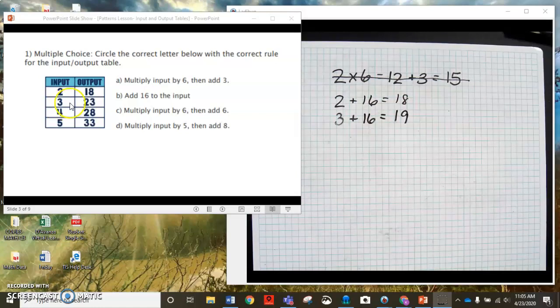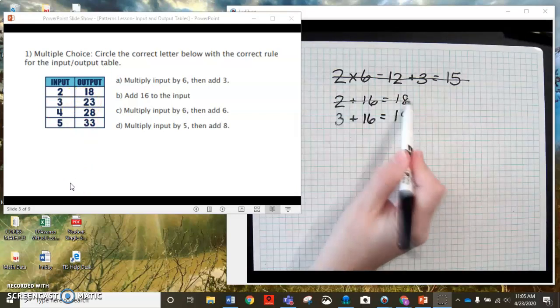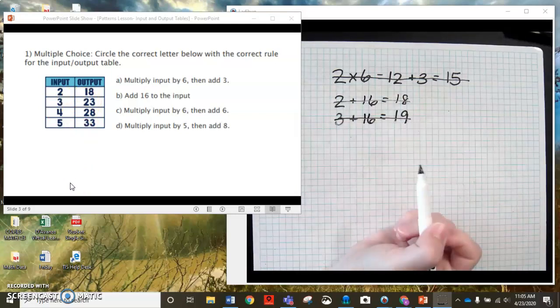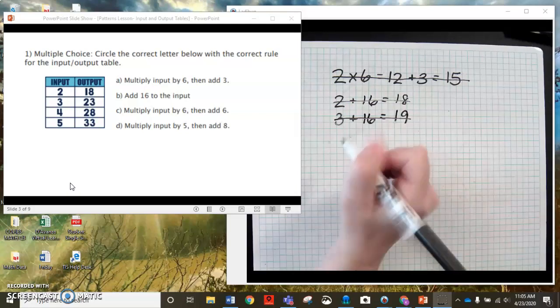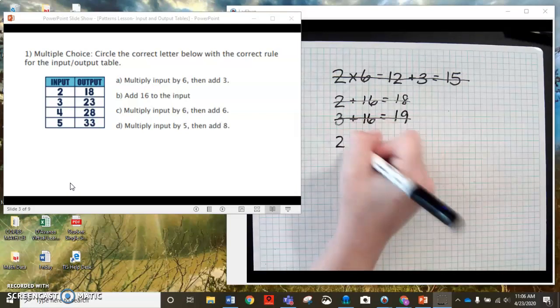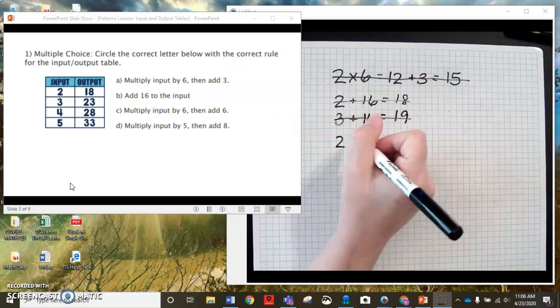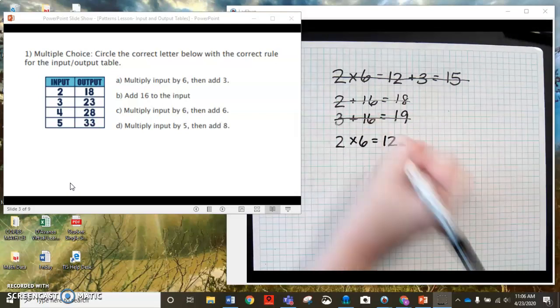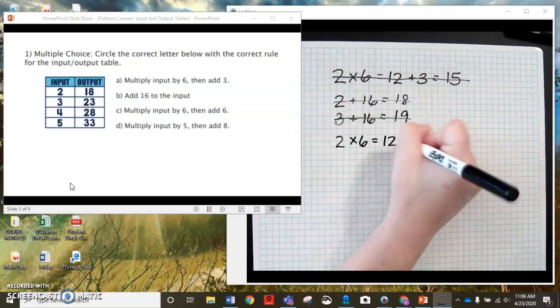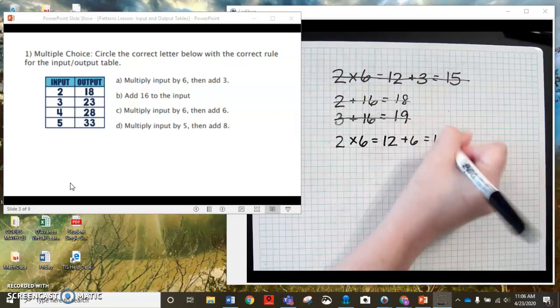But the second output in the chart is 23. So those don't match. So B is not the correct rule either. So now let's try rule C, which says multiply the input by 6, then add 6. So I'll start with 2, and I'm going to multiply it by 6, and then I get 12, and then I add 6, and I get 18.